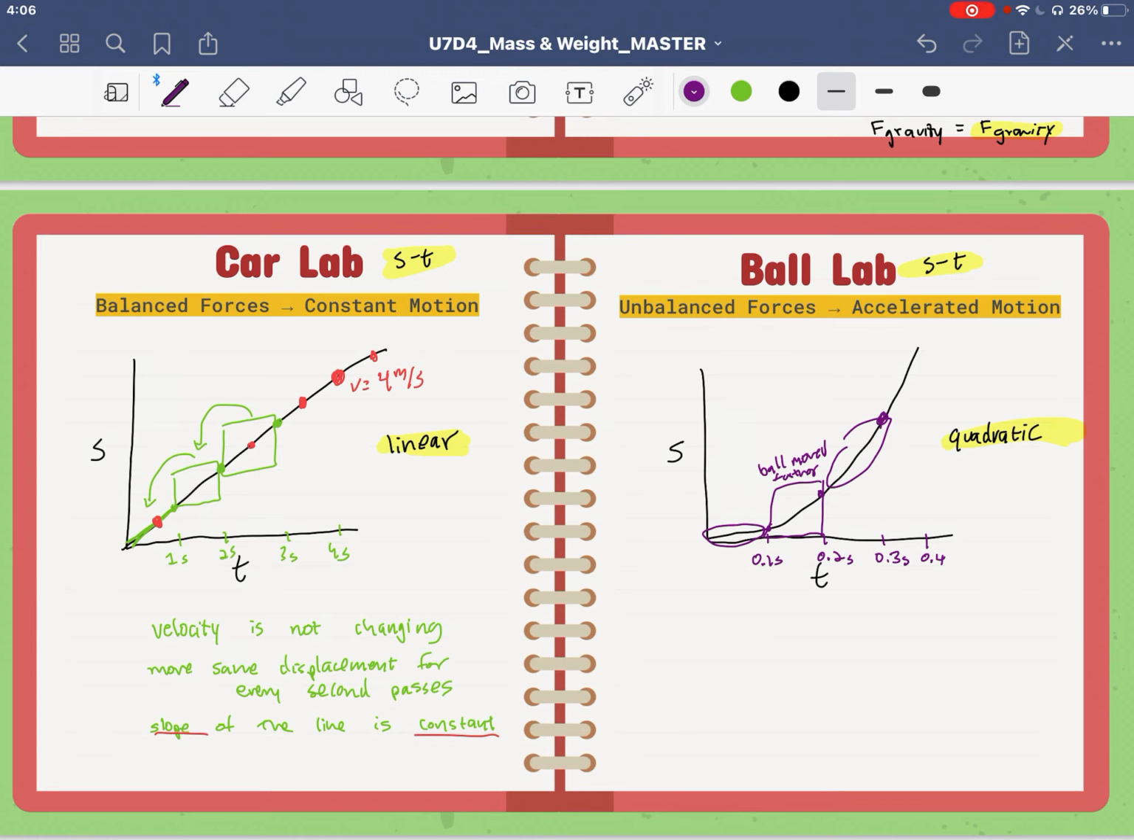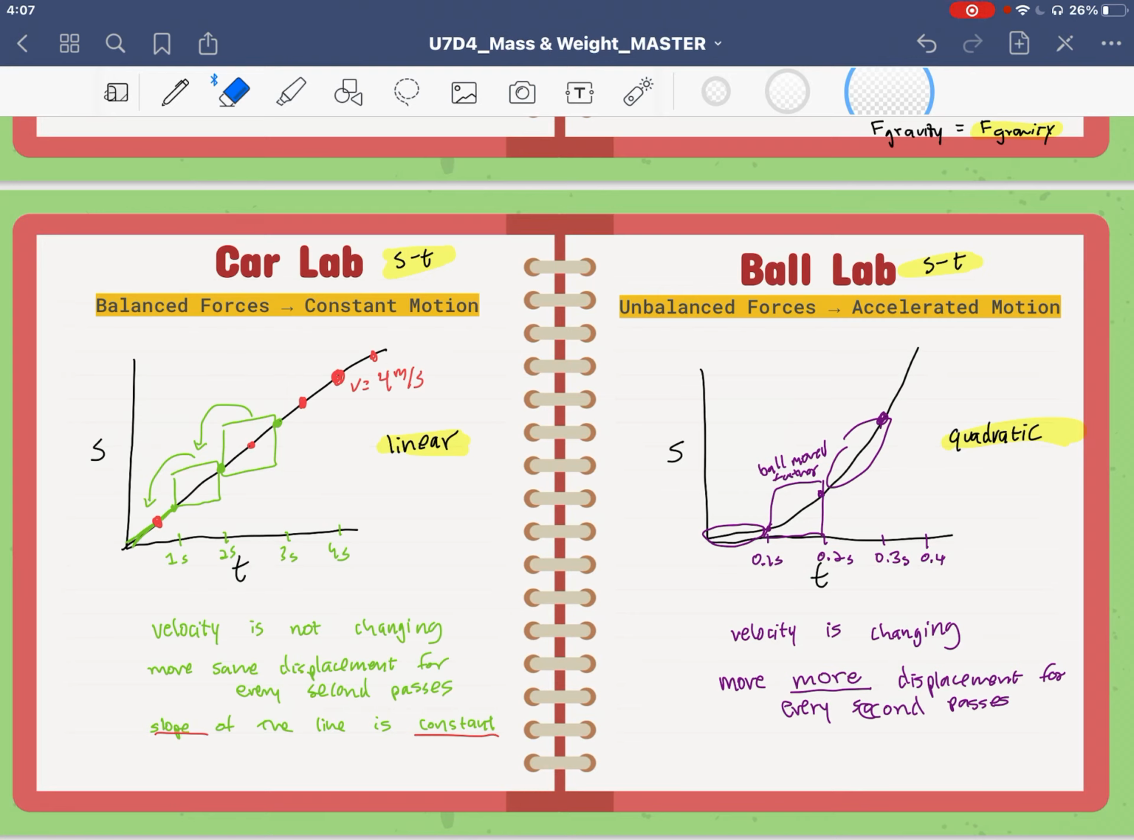And so what does that mean? It means the velocity is changing. It means we move more displacement for every second that passes. And let's think about the slope of that line.